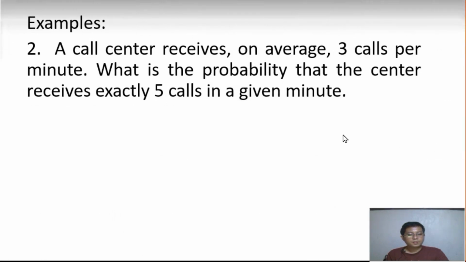Suppose a call center receives on average 3 calls per minute. What is the probability that the center receives exactly 5 calls in a given minute? So here we need to find the value of lambda and the value of k. In this case, lambda is equal to 3. And the value of k is equal to 5 since we are asked to find the probability that the center receives exactly 5 calls in a minute.